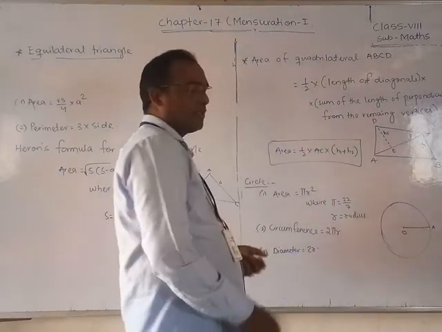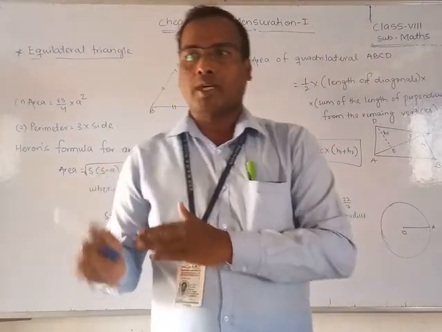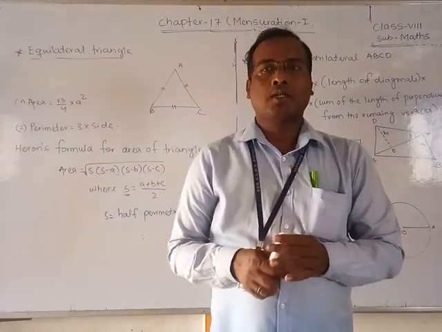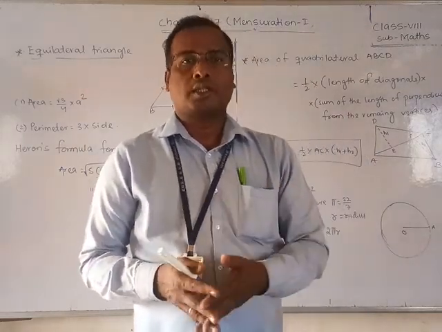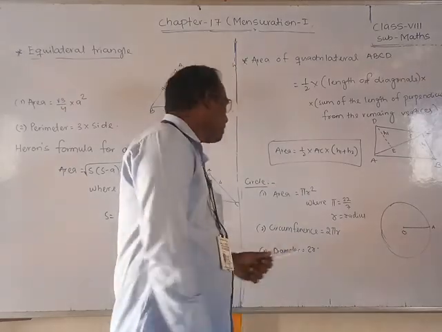So area is equal to half into the length of the diagonal into the sum of the lengths of the heights from the other two remaining vertices. Okay, so we can find the area of a quadrilateral.